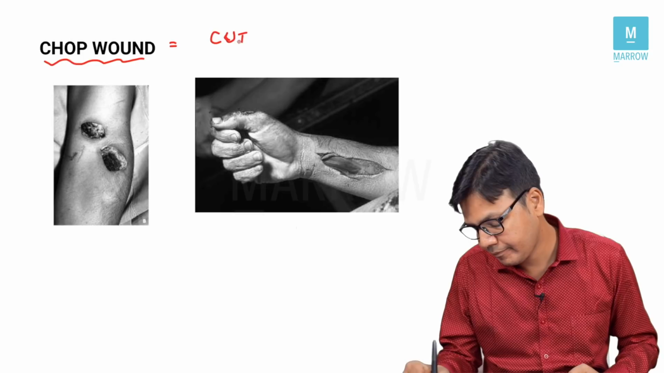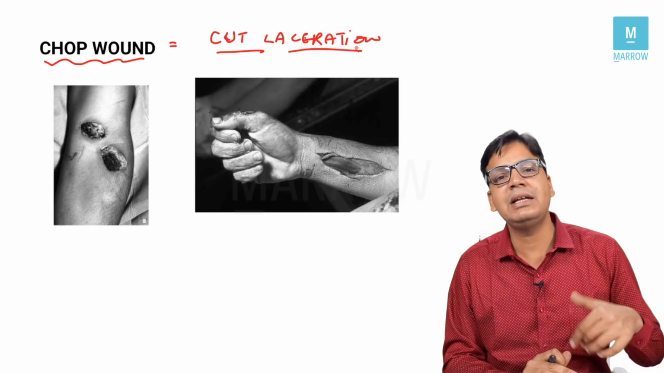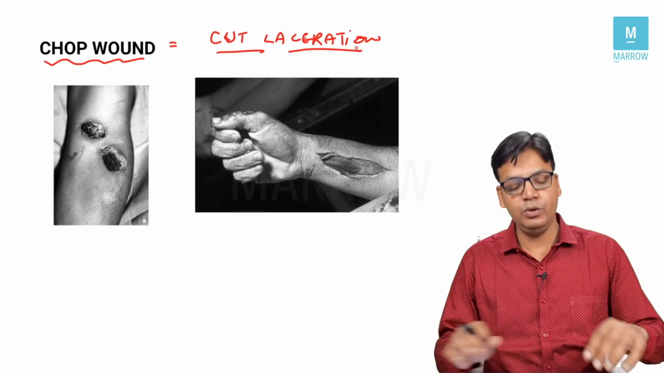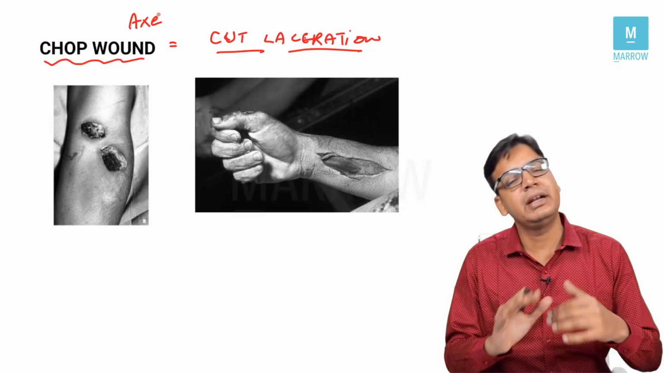Chop wound is known as cut laceration. So, what is this? You will have cut tissue as well as lacerated tissue. And doctor sahab, many times the history is given about the wound. You find cut tissue from a sharp edge weapon, like an axe, which is a sharp edge weapon. You will find cut tissue with crushed fibers also, crushed hair follicles, crushed tissue inside. This is known as chop wound.